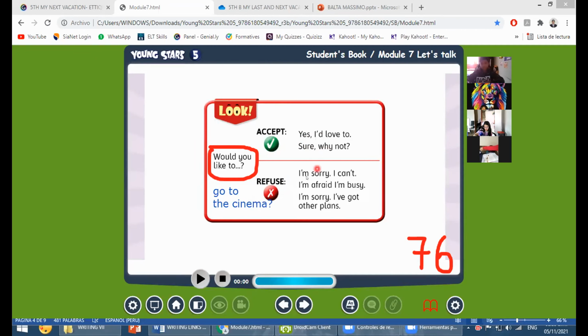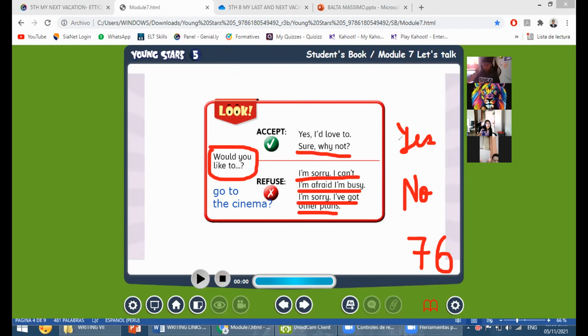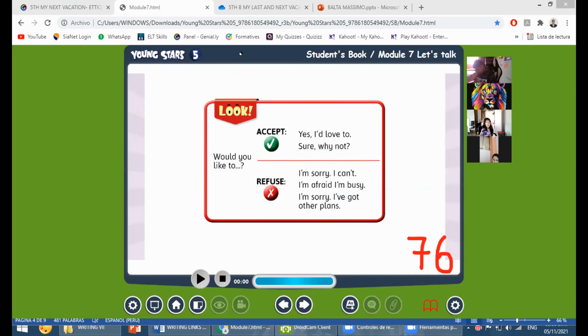Okay, if you don't want to go to the cinema, you can say, I'm sorry, I can't. You can say, I'm afraid I'm busy. I'm sorry, I've got other plans. I have to do my homework. You see? It's not necessarily only saying yes or no. We need to use new expressions that mean no, and new expressions that mean yes. Okay? Please, repeat. Open your microphones.